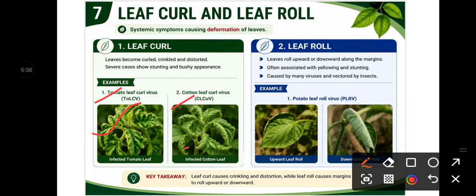But leaf rolling means total rolling of the leaf, either upward or downward along the margin. Often associated with yellowing and stunting, it is caused by many viruses, mostly those vectored by insect pests. Example is potato leaf roll virus. Here you can see the clear rolling of the leaf.